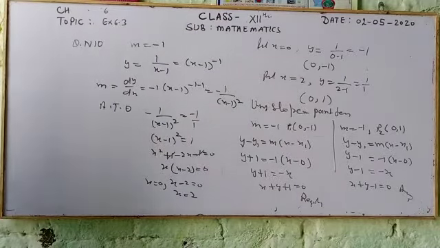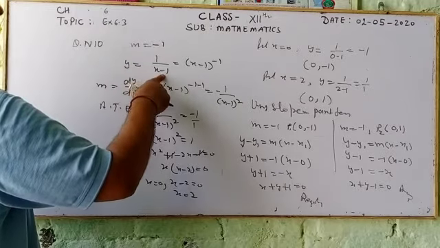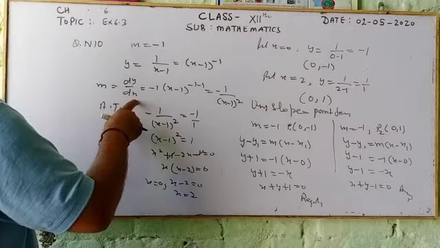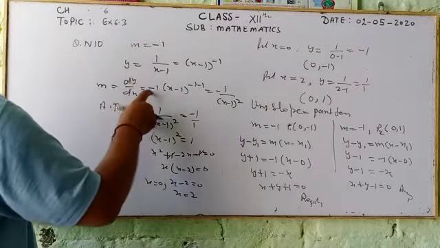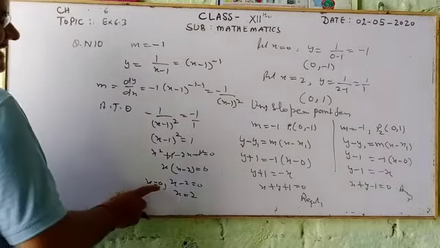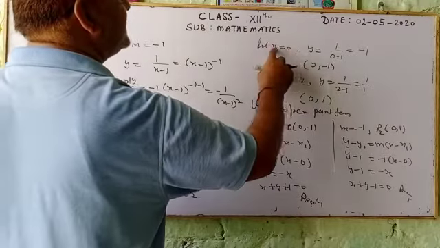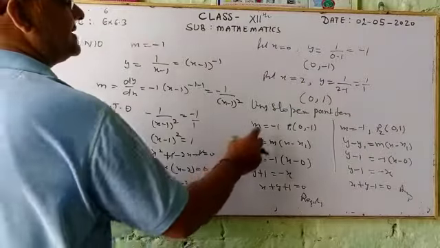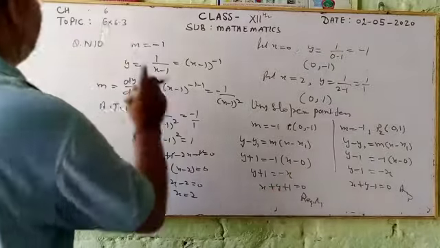So students, in question number 10, the slope is given and the curve is given. We find the slope dy by dx. We know that dy by dx is also called the slope. So we equate these two terms and we get the values of x, that is 0 and 2. Then we take the points: if x equal to 0, y equal to -1, and if x equal to 2, y equal to 1. With the slopes, we use the slope point form and we get the required equations.